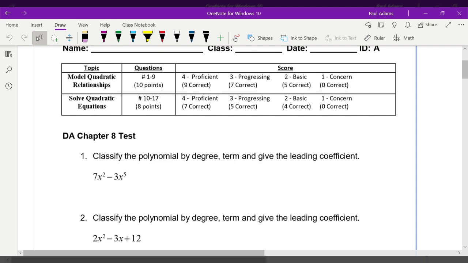Okay? All right, so I'm just going to go through this real quick. When I'm done, you have the rest of the time in class to work on your decimals project or your Delta Math for the rest of the hour, okay? All right, so here we go.